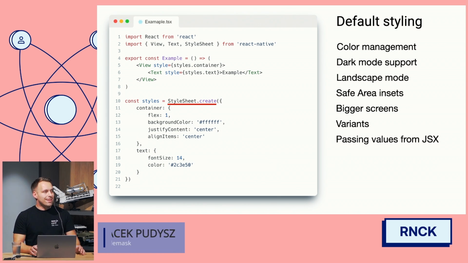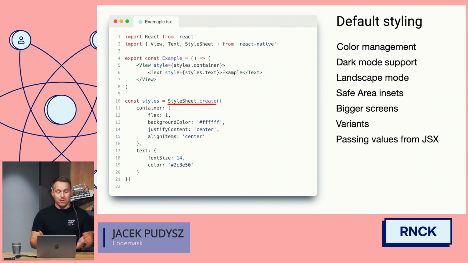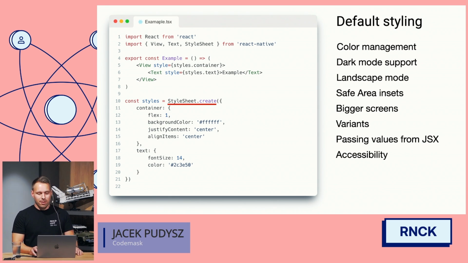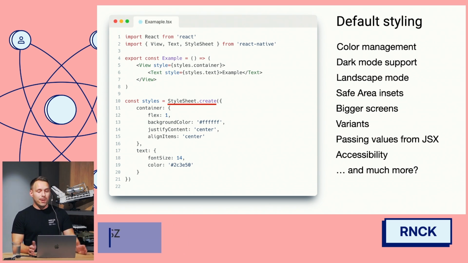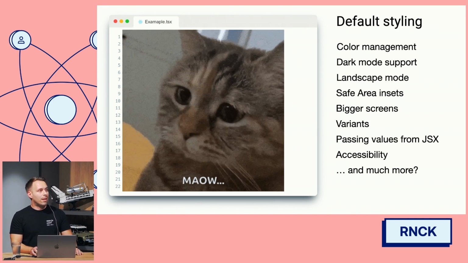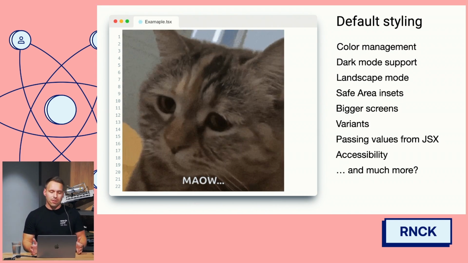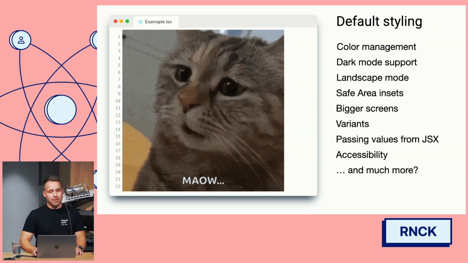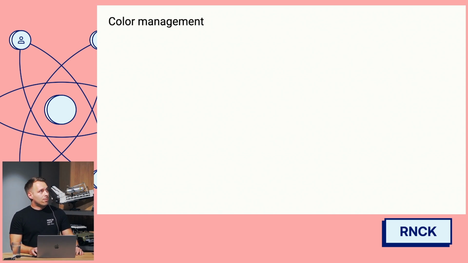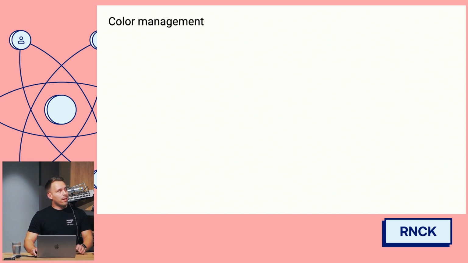What about passing dynamic values from JSX? It's not possible with StyleSheet. And finally, what about accessibility? Forgotten by many developers, and much, much more. You may feel like this, because with StyleSheet, it's doable, but it's hard. So let's jump quickly into every topic.